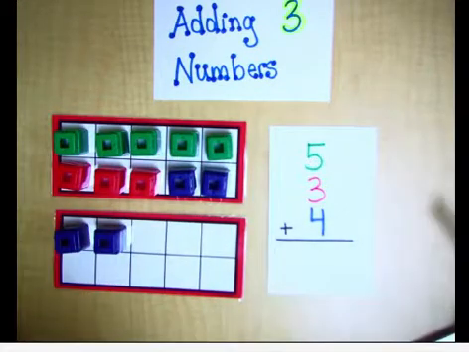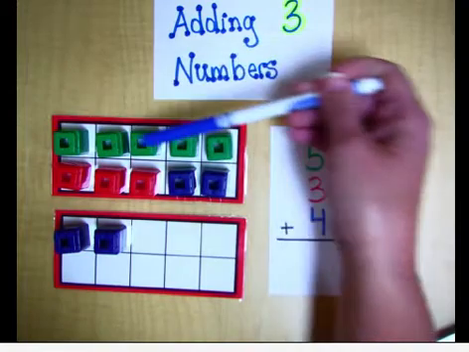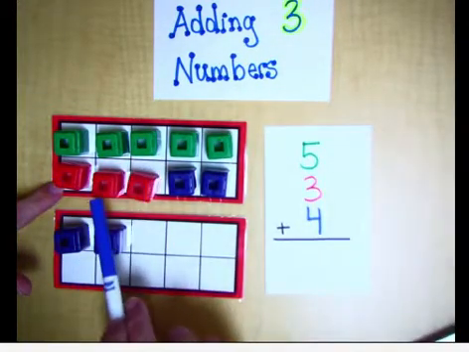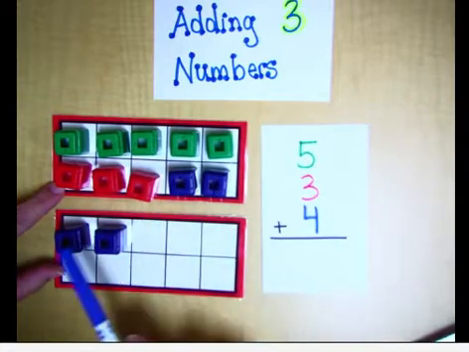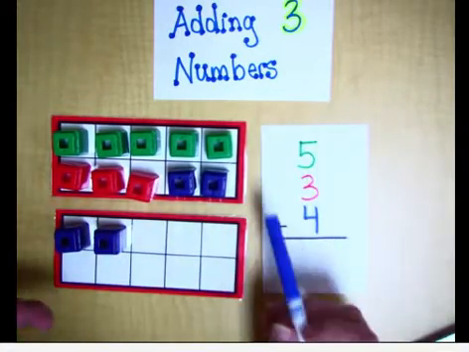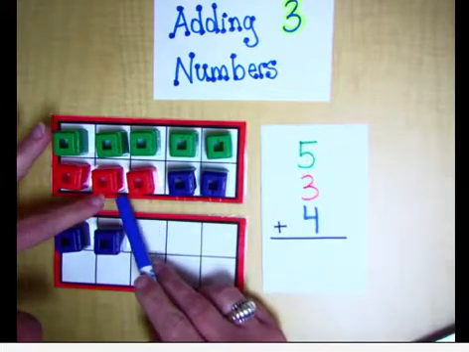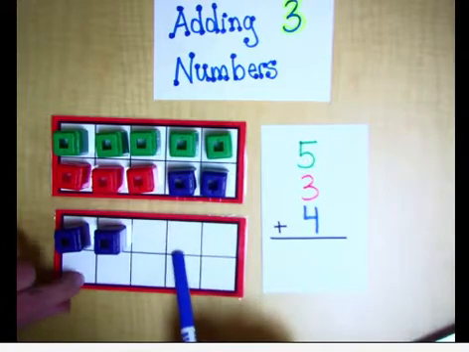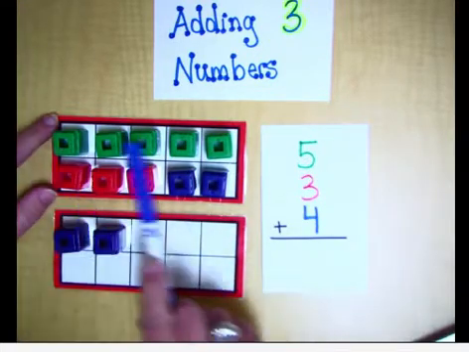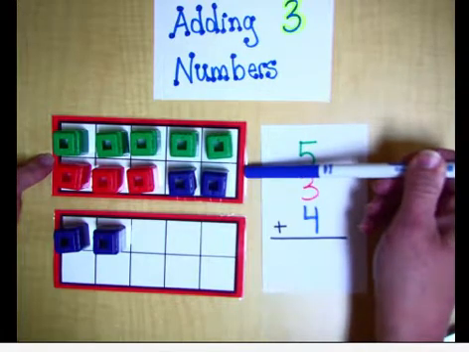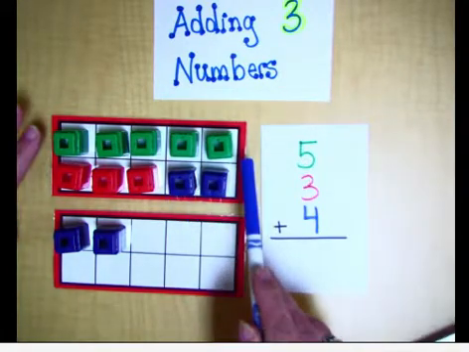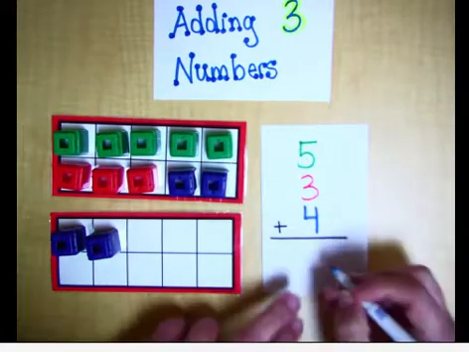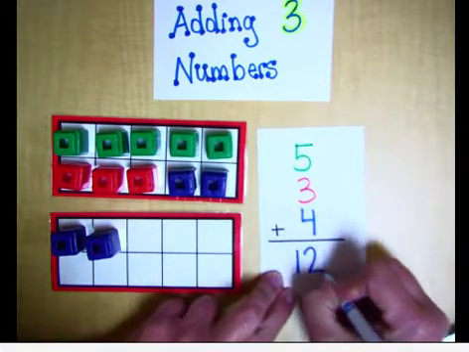Now let me double check my work. Okay, I got 5. Yep, that's 5. And then 3. There's my 3. And then 4. 1, 2, 3, 4. There's my 4. So I've got all 3 numbers represented here. And I know that 5 plus 3 plus 4 equals this many. This whole 10 frame is full, so that's 10. Then I can count them from there. So that's 10, 11, 12. I know that 5 plus 3 plus 4 is 12.